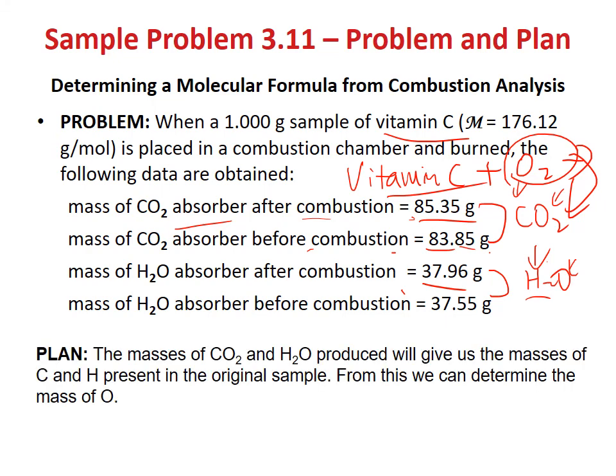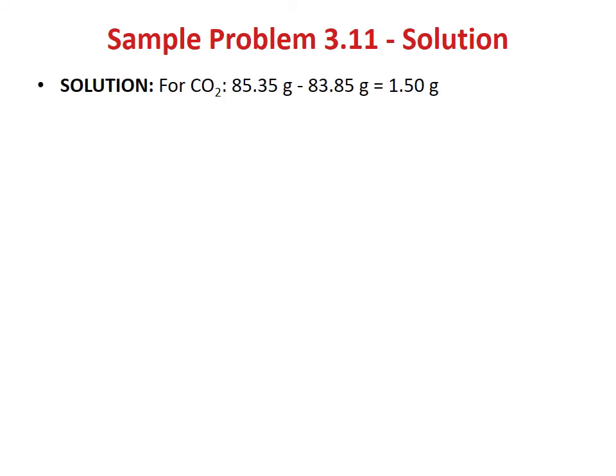So what we do is, the mass of CO2 and water produced will give us the mass of carbon and hydrogen present in the original sample. From those, we can determine the mass of oxygen. Let's calculate the grams of each element. We start with carbon, so calculate the difference of CO2 before and after reaction. So this 1.5 gram is the carbon dioxide generated by the combustion reaction. And we want to calculate how many grams of carbon are in this 1.5 gram of carbon dioxide.